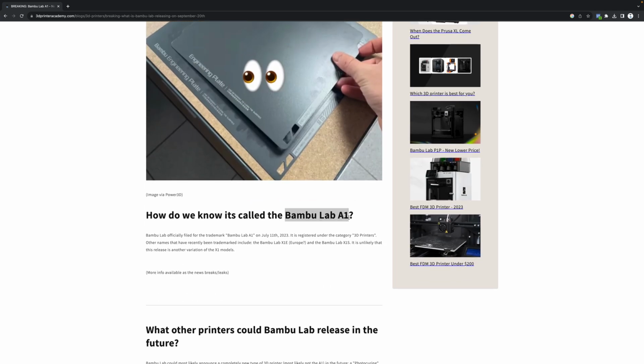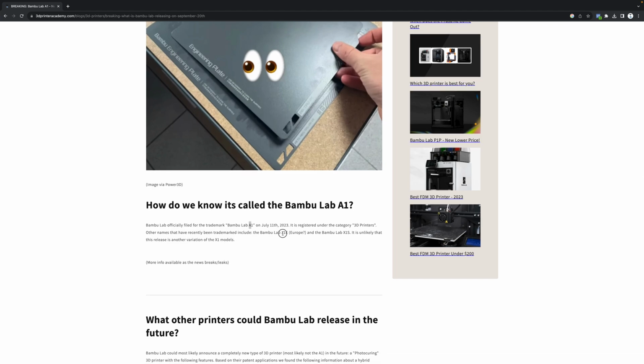Now, how do we know it's called the Bambu Lab A1? We're not 100% sure on this. However, if you look through the Bambu Lab officially filed trademarks, you can see Bambu Lab A1 was filed on July 11th, 2023. So it's registered under the category of 3D printers. So it pretty much confirms that there's going to be a 3D printer called the A1, most likely. Once again, that's not 100% confirmed yet.